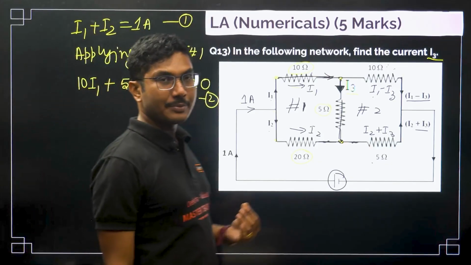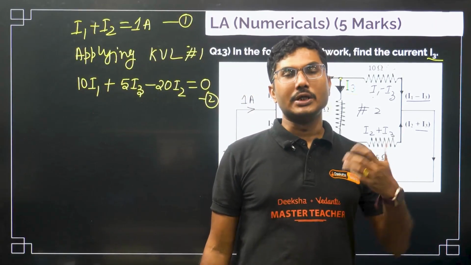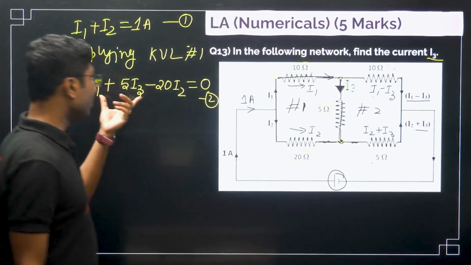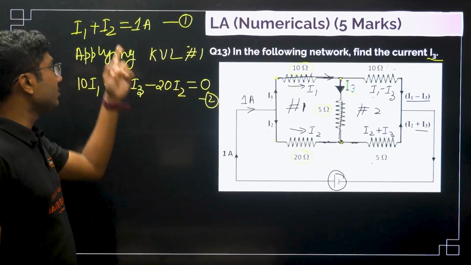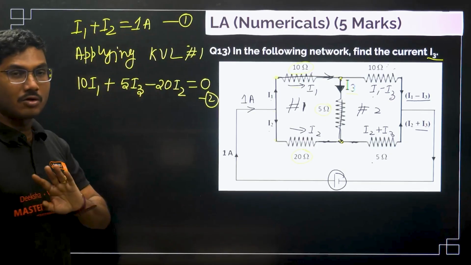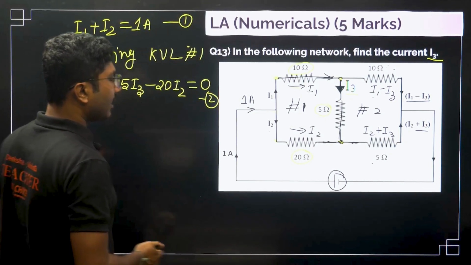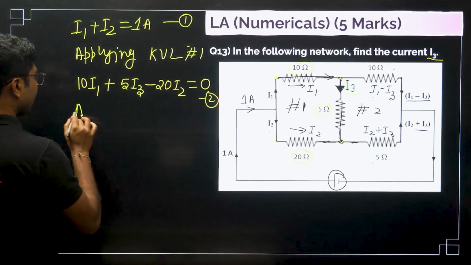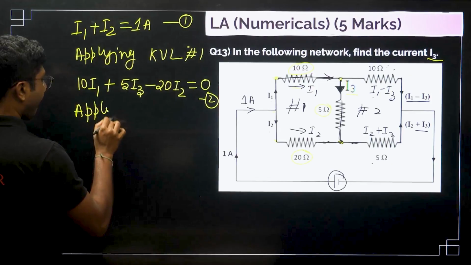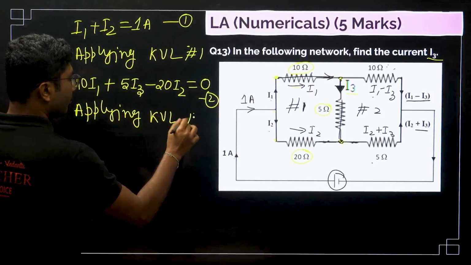This is a mathematical principle: the number of variables must be equal to the number of equations. So if you have 3 unknowns, then you need 3 equations. Here we have 3 unknowns but 2 equations, that is not solvable. So what we will do, we will apply the KVL for loop number 2 as well. So applying KVL for loop 2.